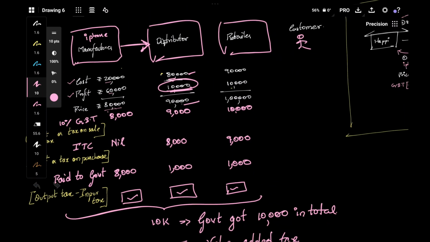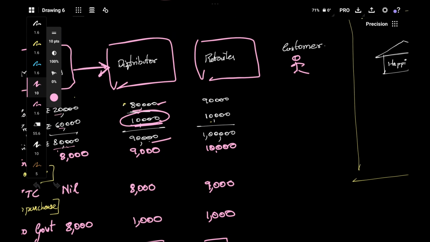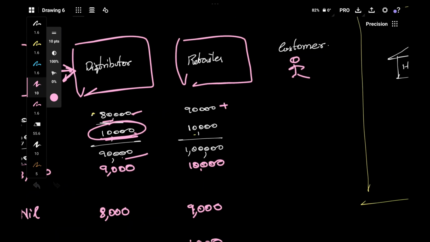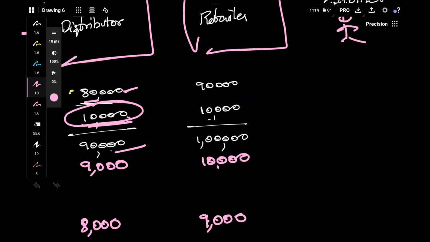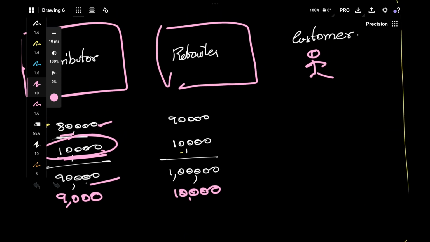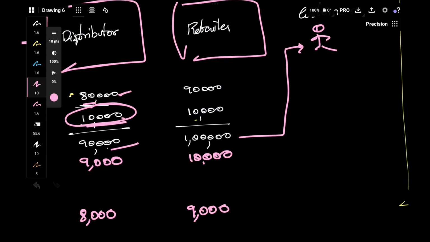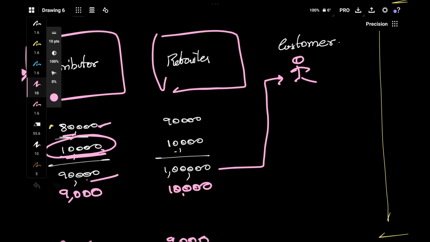So the retailer pays 90,000 plus 9,000. Now the retailer will take only 90,000 as his cost and he'll add his profit element of 10,000. That will come to 1 lakh rupees. Now for this 1 lakh he'll try to sell it to the final customer, the ultimate customer, who is going to bear all the tax burden.